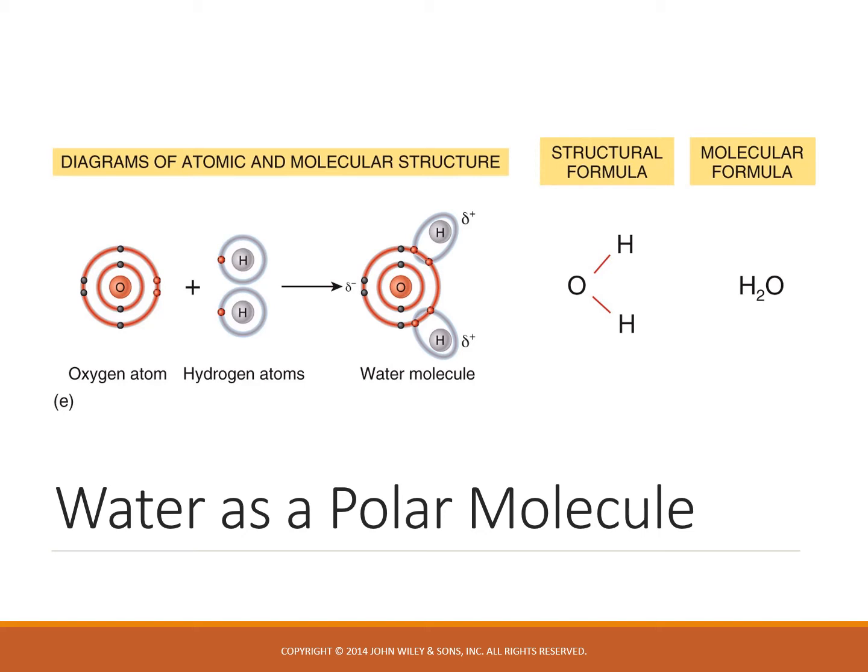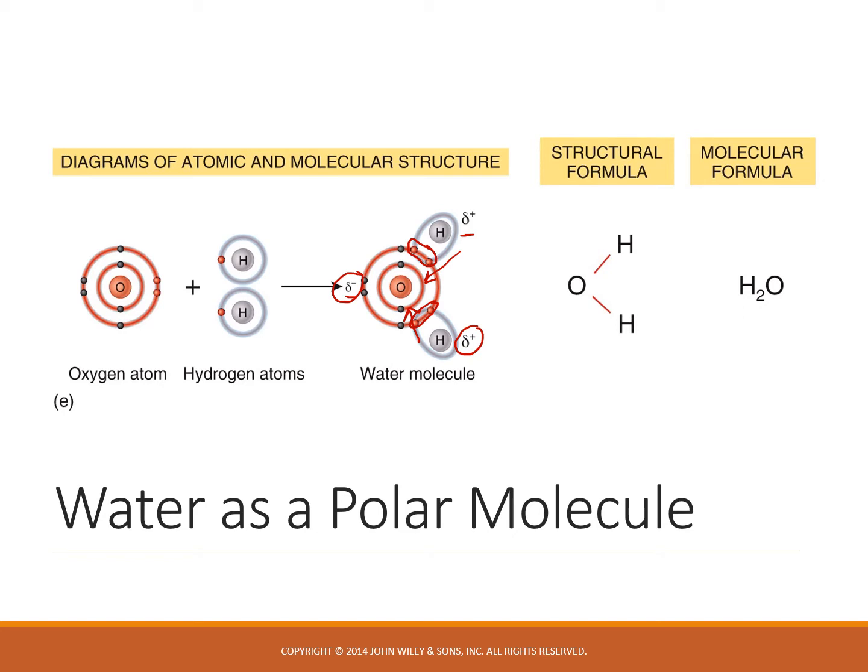Remember, that's the uneven sharing of electrons, where the electrons are pulled more towards one atom than the other. And this puts a partial negative charge near the oxygen, as you can see here. And it puts a partial positive charge on the hydrogen. So these electrons that are shared between the oxygen and the hydrogen atoms in water are pulled more towards the oxygen, making it more negative on the oxygen and more positive on the hydrogen side.